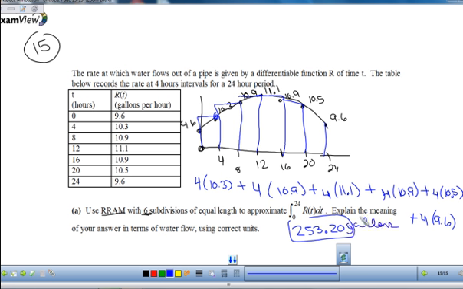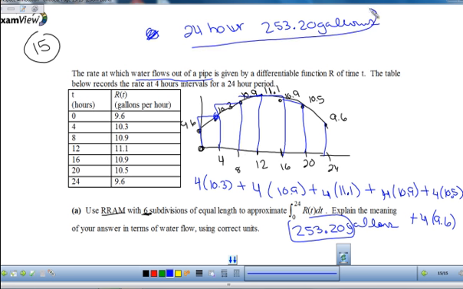And then the second question asks, explain the meaning of your answer in terms of the water flow. Since this is the rate the water flows out of the pipe, what it means is that from 0 in a 24-hour time period, 253.2 gallons flowed out of the pipe. So that's what it means, that 253.2 gallons went out of the pipe in a 24-hour period.